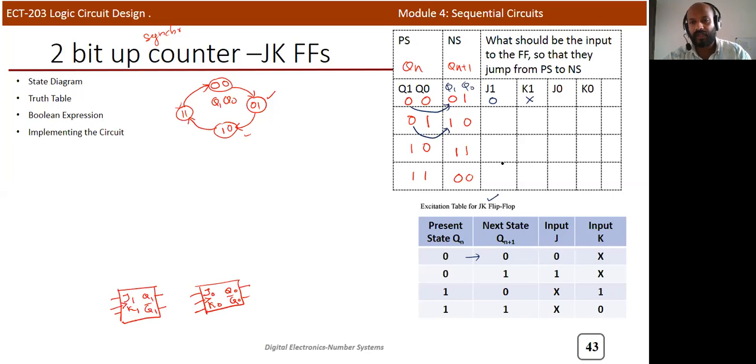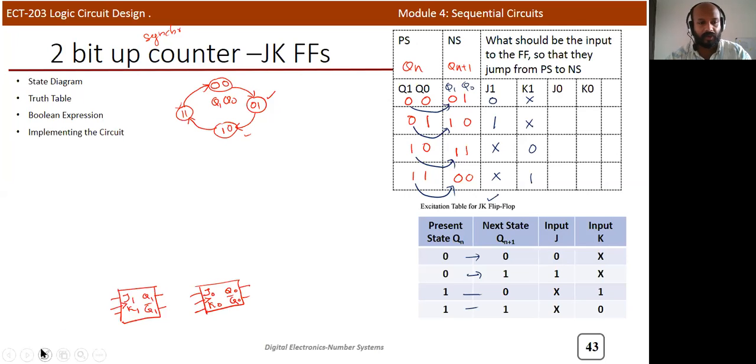Next, Q1 goes from 0 to 1. 0 to 1 means the JK input should be 1x. Next one is 1 to 1. If it is 1 to 1, it should be x0. Then again, if it is 1 to 0, it should be x1. So we got the table of J1 and K1, the different input combinations needed to get this Q1 transition.